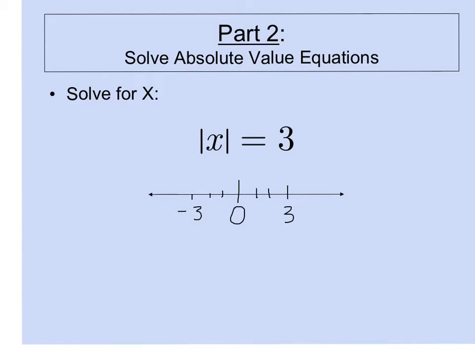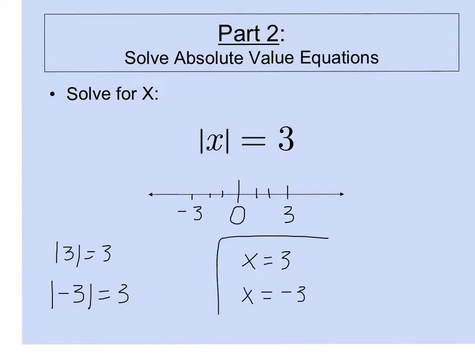Algebraically, what we want to say is, what can this x be that will produce a 3? Well, we know that the absolute value of 3 is 3. We also know the absolute value of -3 is 3. So what we can do here is take this x and set it equal to both of those values. So if x equals 3, the absolute value is going to equal 3, and same for x equals -3. That's a pretty straightforward example. We'll look at some more complicated ones in the next couple slides, but that's a good one to get us started.